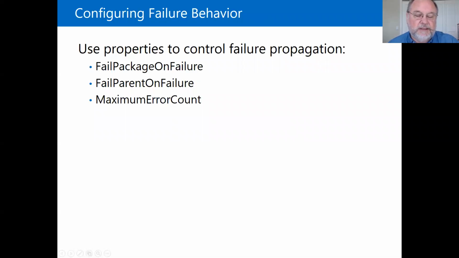Now, we've already talked a little bit about maximum error count. It's simply a property you set, and you give it a number between 1 and whatever, and that number represents the maximum number of errors that can occur before a failure. By default, that's set to 1, and that would normally stay 1. In other words, if there's 1 error, we want the task to fail. But we can set it higher.